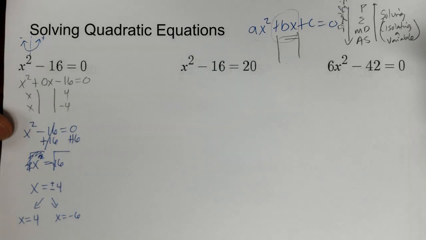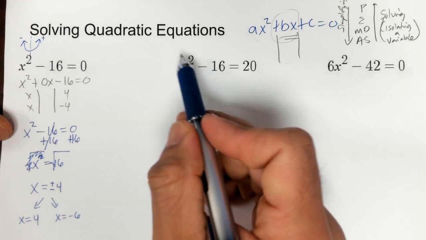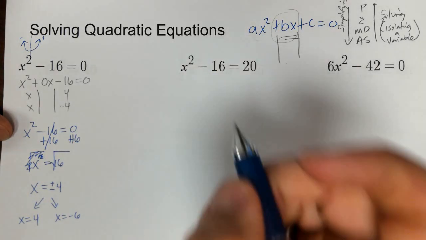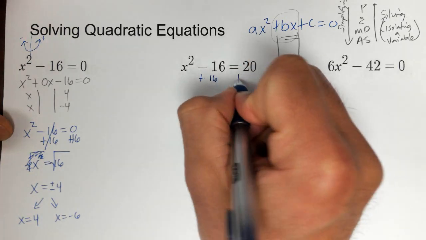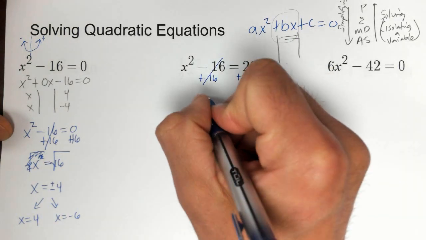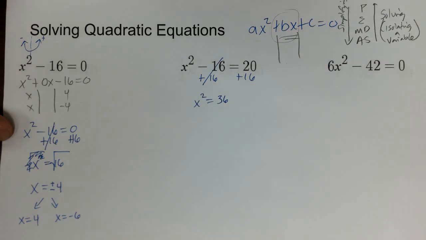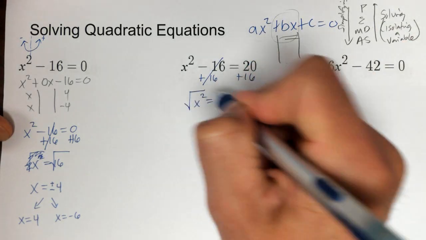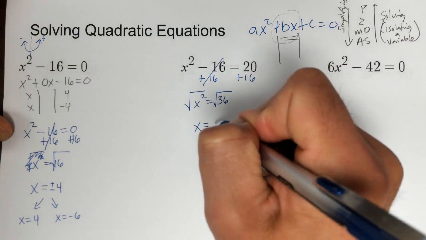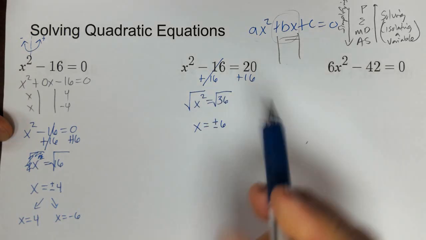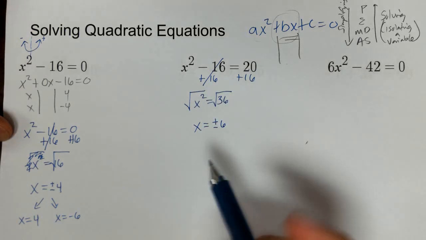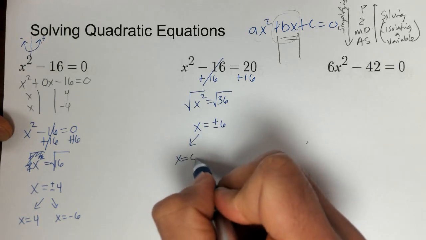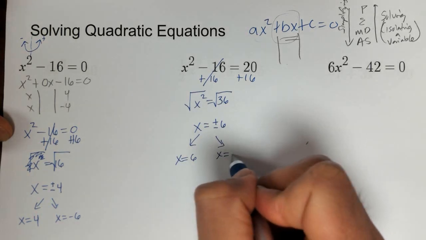Let's try another one. Start with addition and subtraction. There's only one variable, so let's isolate it. Let's move everything to the other side, and start by adding 16. X squared equals 36. There's no multiplication or division, but I do have an exponent. And how do I get rid of it? By square rooting. I just need to account for the fact that there's 2 solutions, positive 6 and negative 6. X equals 6, and x equals negative 6.